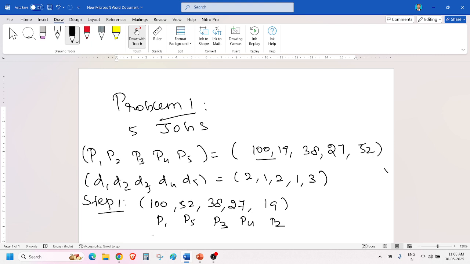Same for the deadline also. The deadline for P1 is 2, for P5 we have 3, then 2, 1, 1. You just have to arrange it. That's the thing. So we arrange D1, D5, D3, D4, D2. That's the first step. I hope you have understood step 1. First we take the decreasing order based on the profit values, and after arranging the profit values, I have to arrange the same for the deadline also.